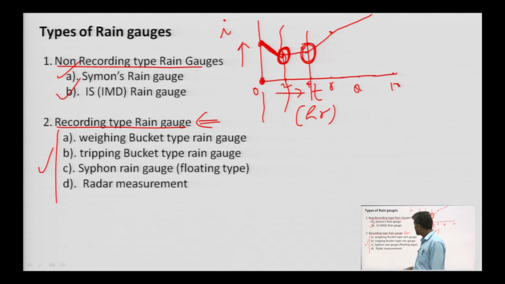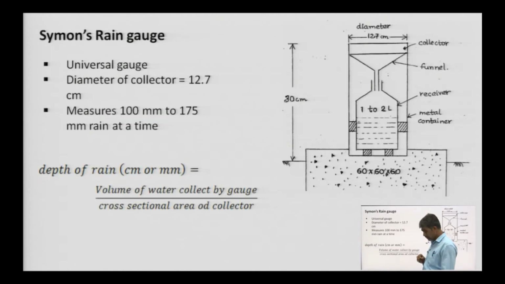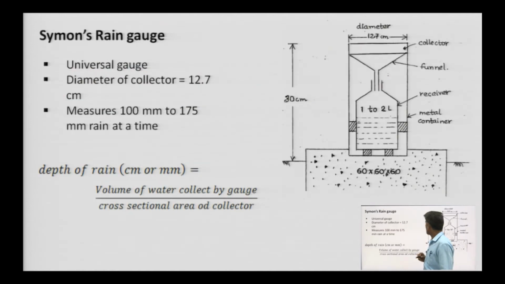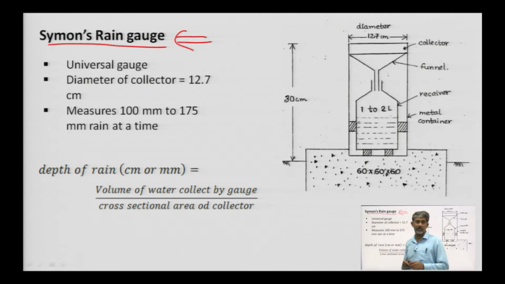I will show you pictures so that you can imagine how the recording of precipitation takes place within that interval. So, first of all, let us take Symons's rain gauge. In Symons's rain gauge, this type of arrangement is there, and this is a non-recording type of rain gauge.